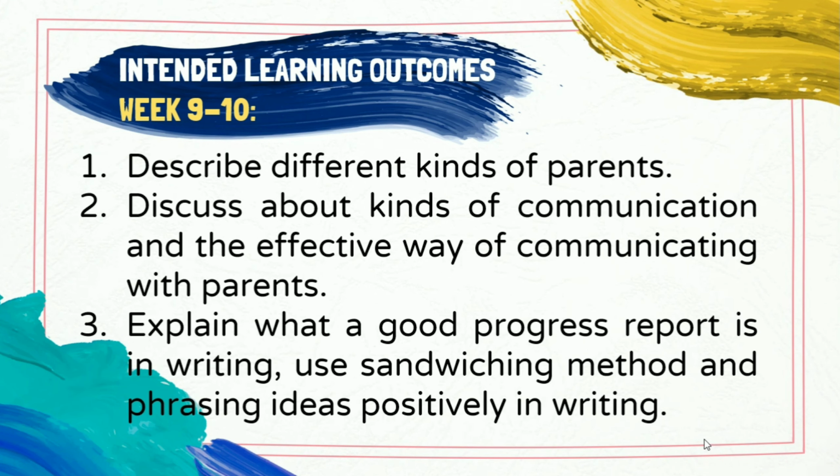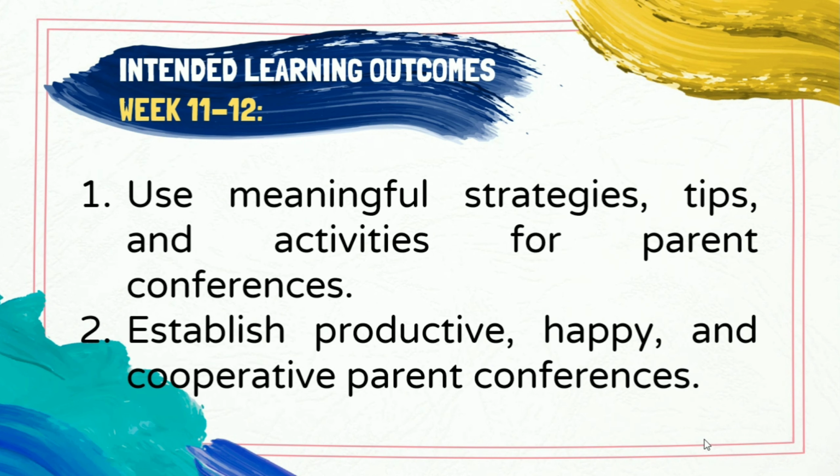For weeks 9 to 10, number 1, describe different kinds of parents. Number 2, discuss about kinds of communication and the effective way of communicating with parents. Number 3, explain what a good progress report is in writing, use sandwiching method, and phrasing ideas positively in writing. Weeks 11 to 12. Number 1, use meaningful strategies, tips, and activities for parent conferences. Number 2, establish productive, happy, and cooperative parent conferences.